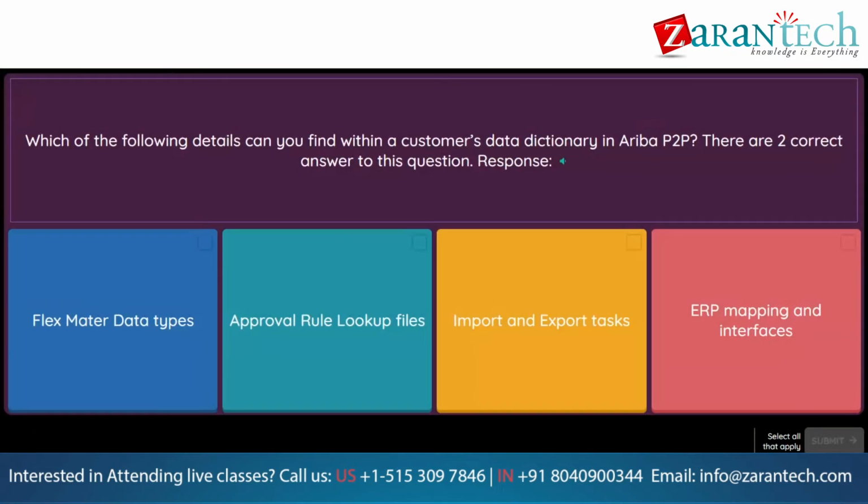Question: which of the following details can you find within a customer's data dictionary in Ariba P2P? There are 2 correct answers to this question. Response: Option 1. Flex Modder data types. Option 2. Approval rule lookup files. Option 3. Import and export tasks. Option 4. ERP mapping and interfaces.